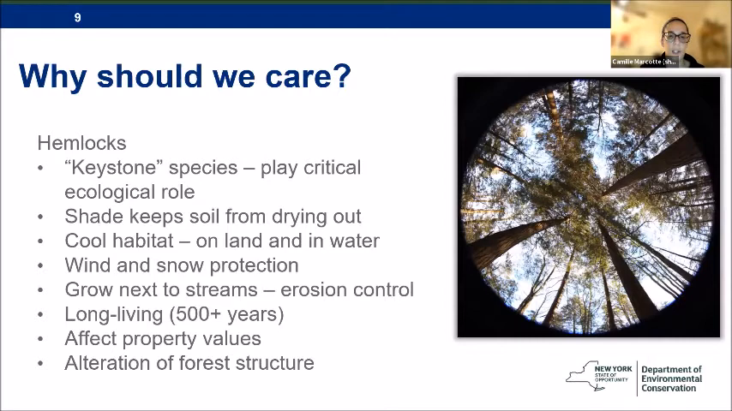And again, because they grow next to streams, they're really great for erosion control and helping to prevent nutrient loading to our streams and water bodies. They live a really long time when they're not infected with hemlock woolly adelgid. They can positively affect property values because they are so beautiful and they do provide natural stream stabilization. And the loss of hemlock trees will really alter our forest structure, especially here in New York and the Northeast. So a lot of researchers are currently looking at what might replace hemlocks. Is there anything we can do now to plant or think about what might be replacing hemlocks? That's some research that's going on right now.